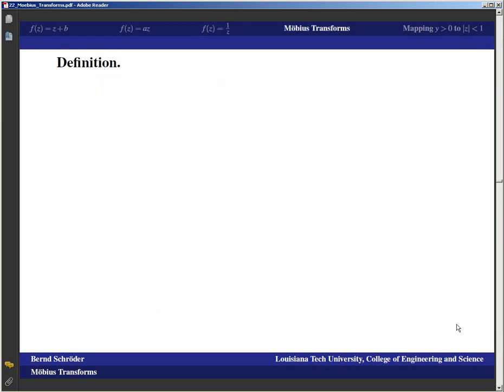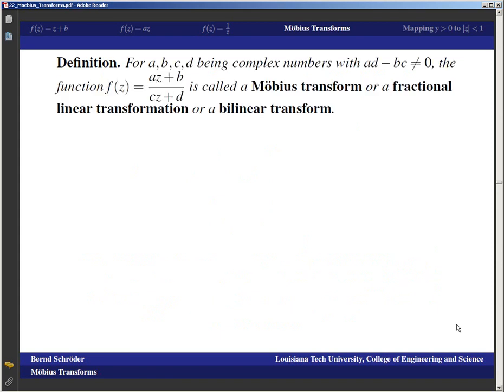Okay, now let's take a look at the main topic of this presentation, which are these Moebius transforms. So let's see. When you've got 4 numbers, a, b, c, d, they're all complex, and we want them to satisfy ad minus bc not equal 0, then the function f of z equals az plus b over cz plus d is called a Moebius transform, or a fractional linear transformation. Basically, az plus b would be called a linear transformation, and then there is a fraction involved, so they call it a fractional linear transformation, or a bilinear transform, and we're going to motivate that name in just a little bit.